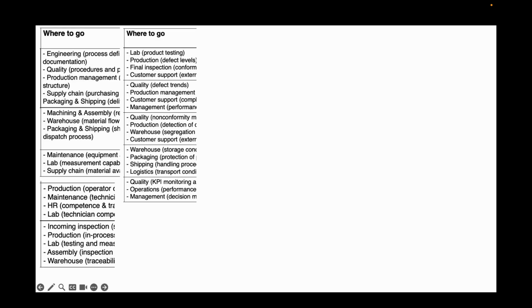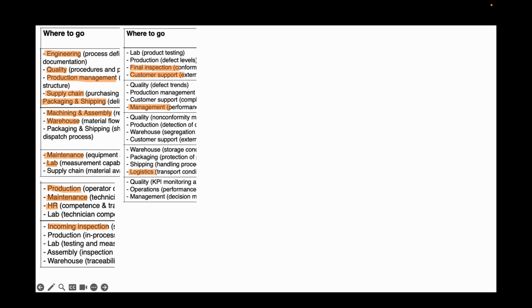Okay, so now I do something very practical. I remove the repetitions. The same department may appear under several questions, so I consolidate the list. This gives me a cleaner view of where I really need to go during the audit. So, for example, engineering, quality, production management, and all the others. So I avoid repetitions. And so each highlighted area becomes a sticky note.